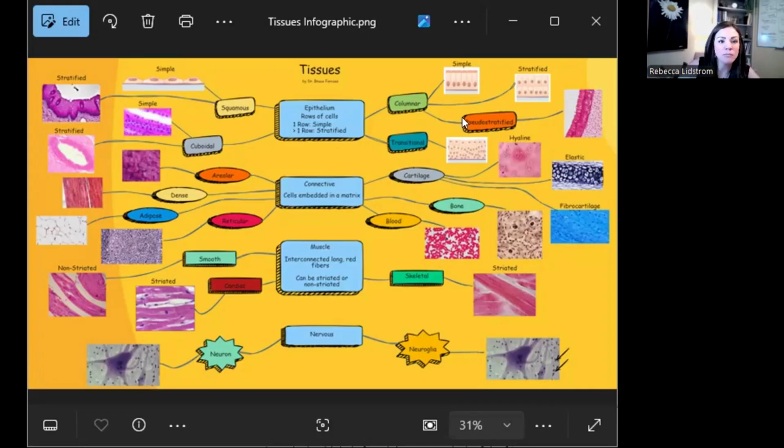So that was columnar, right? Another place we would see that is where we do a lot of absorption, and that is in the intestines, right?